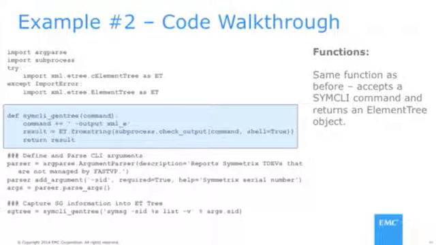This next bit is where we're actually defining and parsing those CLI arguments. So what we've got is defining the parser. We give a description for what the script does. You'll see that in the help output.